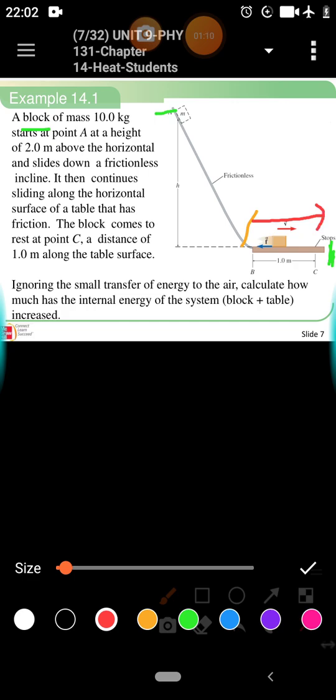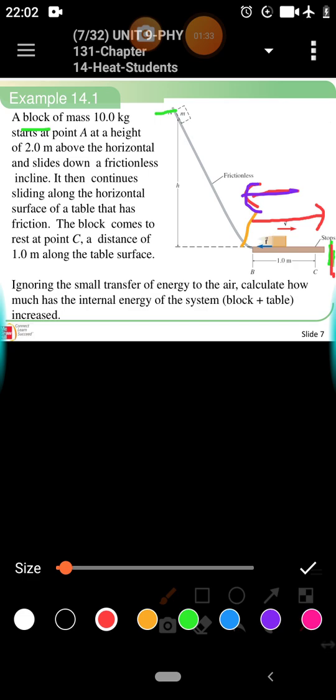It stops here due to the friction. Friction pulls it this way, and it wants to go that way, so it ends up stopping at some point. At some point here, it stops. I want you to get that because it will be very helpful.